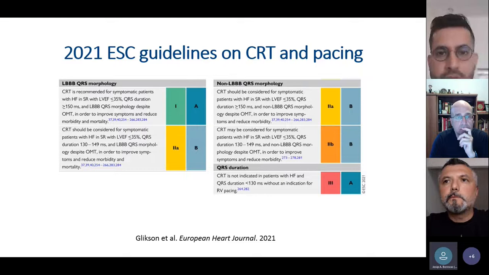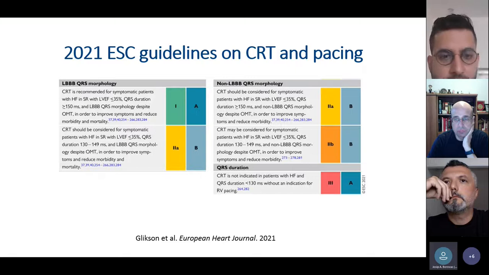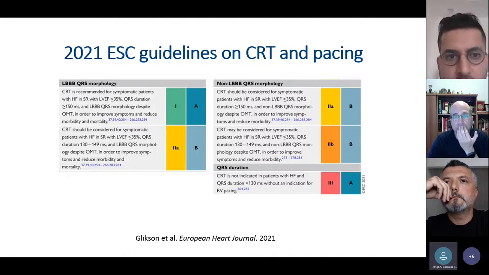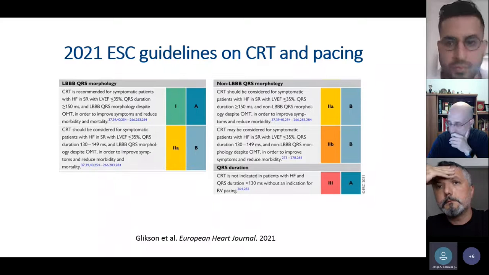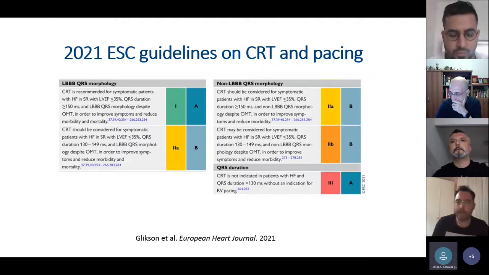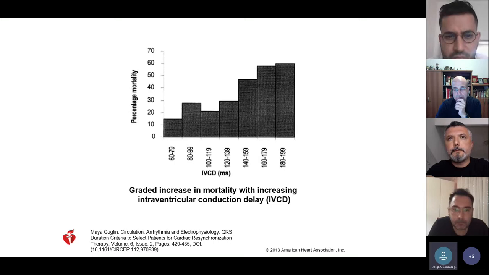And similarly, if we have a slightly narrower QRS complex, such as from 130 to 149, the recommendation is downgraded to class IIa level of evidence B. The right side of the screen shows non-left bundle branch block QRS morphologies, which are considered less favorable for CRT implantation, and therefore the levels of recommendation are also concordantly lower. And CRT, I should mention, is not indicated in patients with heart failure and QRS duration under 130 milliseconds without an indication for right ventricular pacing, and these are the guidelines that we should all be familiar with. The studies show through time that there is a graded increase in mortality with increasing intraventricular conduction delay, as we can see on this image.